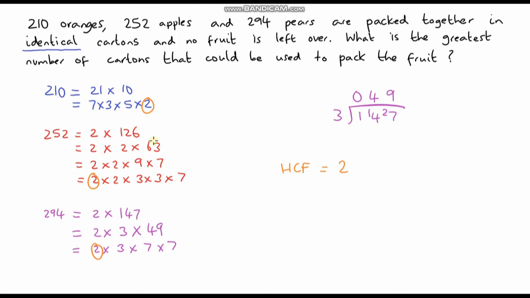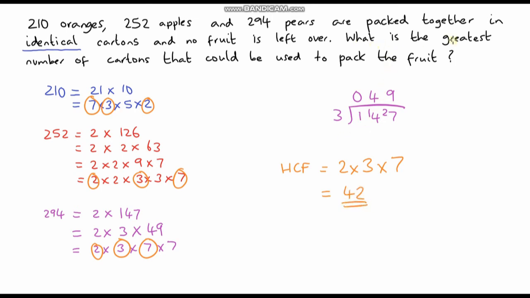What else have we got? Well, we've also got a 3. We've got a 3 here, we've got a 3 here, and we've got a 3 here. So we can say that 2 times 3 is a factor of all of these 3 numbers. Is there anything else? There's also a 7. There's a 7 here, a 7 here, and a 7 here. So 2 times 3 times 7 is in all 3 of these lists. And I think that's it. Yes, it is. So the highest common factor is 2 times 3 times 7, which is 42. So that is our highest common factor.